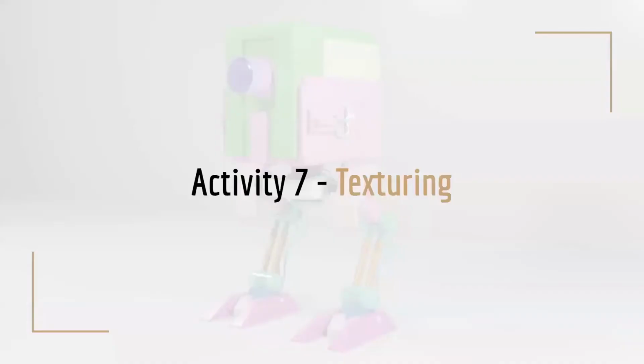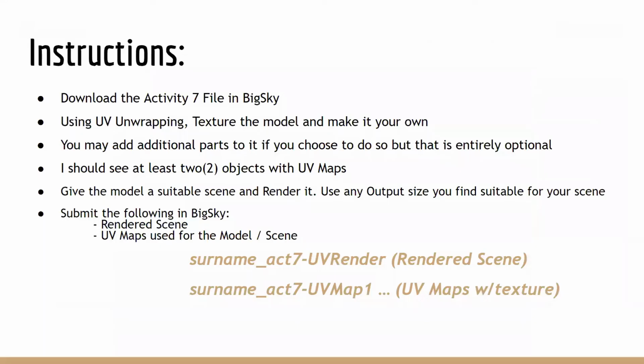So, okay, ito, reference lang yan. Ito, activity 7, texturing. So, again, download nyo lang yung activity 7 file natin. Nandun na siya sa Big Sky. And then, using UV unwrapping, texture the model and make it your own. Okay? So, next natin, you may add additional parts to it if you choose to do so, but that is entirely optional, no? Okay, that's entirely optional.